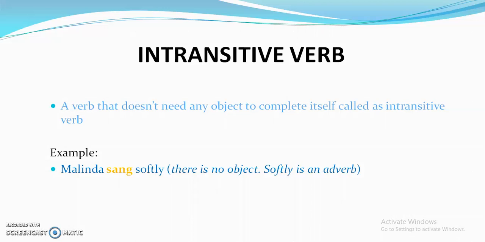Intransitive verb. A verb that doesn't need any object to complete itself is called an intransitive verb. Here, same thing, example: Melinda sang softly. Here there is no object because softly is an adverb which is referring to the manner of the action. Melinda sang softly. Here sang is an intransitive verb.